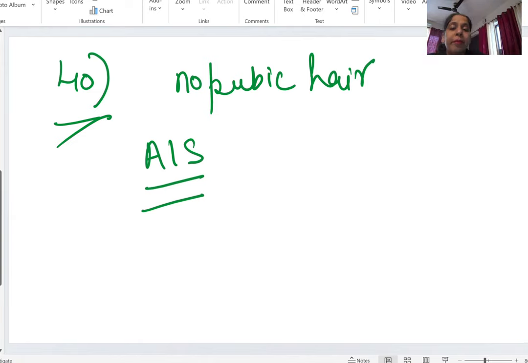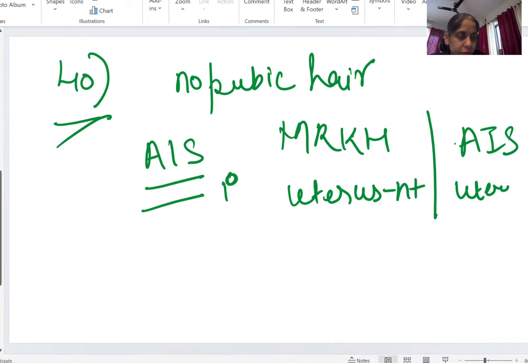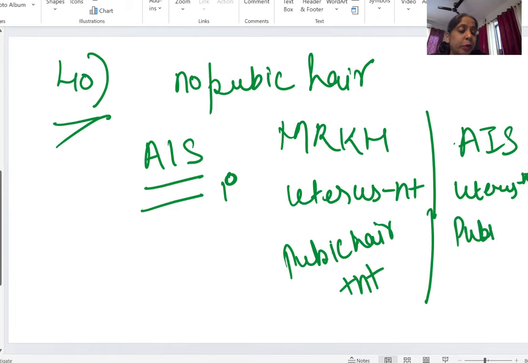In MRKH and androgen insensitivity, these are cases of primary amenorrhea in which uterus is absent in both. But in MRKH, pubic hairs are present, and in androgen insensitivity, pubic hair are absent. Is it clear?